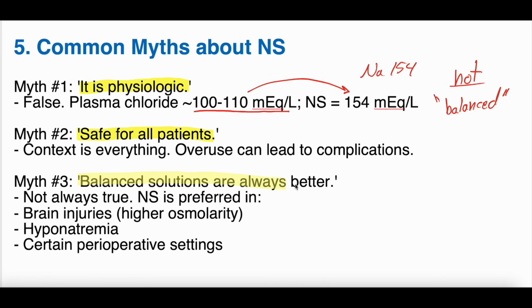Myth number three is balanced solutions are always better. We've been talking about lactated ringers and PlasmaLyte, all these balanced solutions, but that's not always better. Even if you subscribe to the literature that suggests balanced fluids are better in many situations, normal saline is preferred in brain-injured patients because it does have that higher osmolarity, and in brain-injured patients, you don't want lower osmolarity, things that might contribute to cerebral edema. Hyponatremia, normal saline is often better, but this is still kind of caveated depending on what you're trying to do. And then some people in the operative setting enjoy it too, although we don't do surgery, so that's a little outside of our area of expertise.